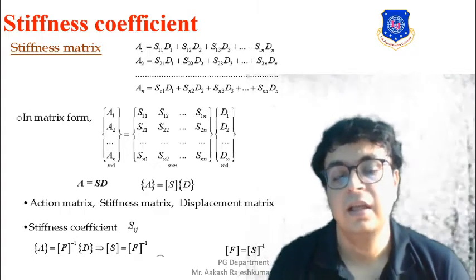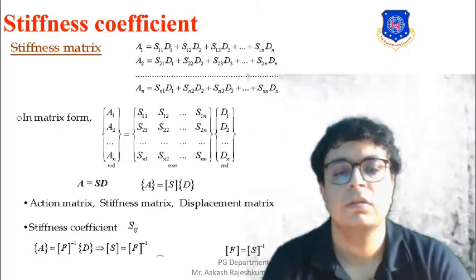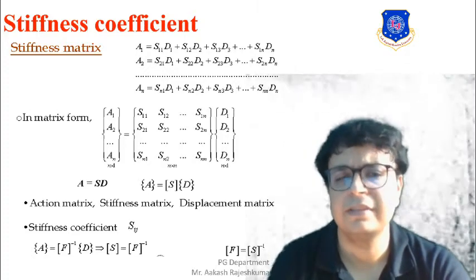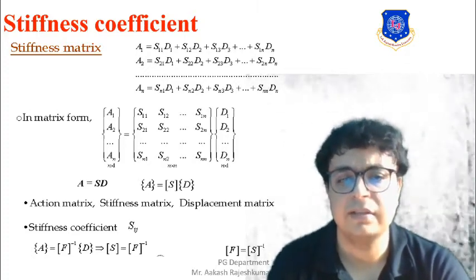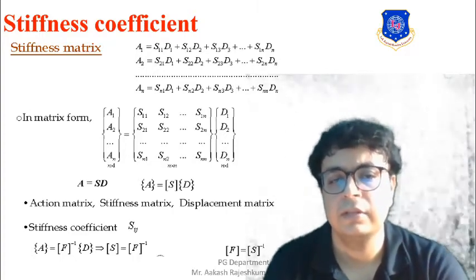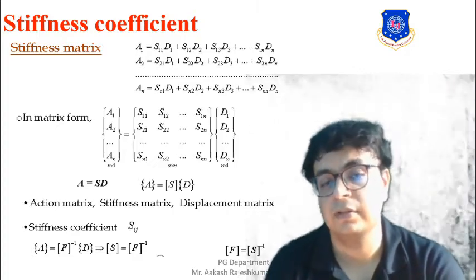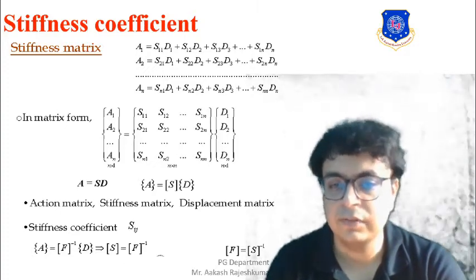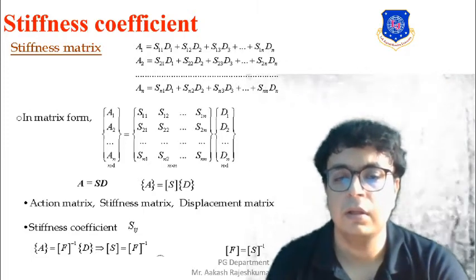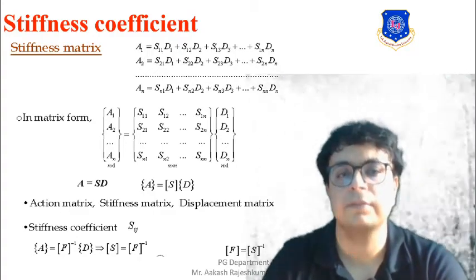This is a generalized formulation of the displacement method. Where we can find the action or the stiffness or the displacement, whatever is required, A will be the action, S is the stiffness matrix, and D is the displacement. So yes, if you want to find the flexibility, then we can find it from the stiffness, because the stiffness and flexibility are just an inverse of each other. If we want to find the stiffness, then we have to invert the flexibility, and if we want to find the flexibility, then we have to invert the stiffness.